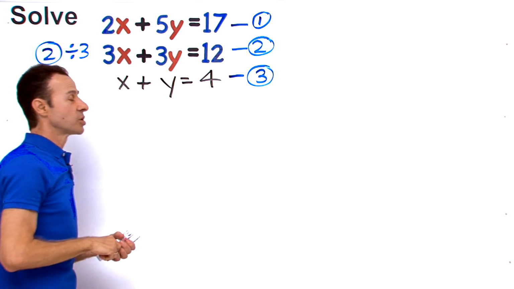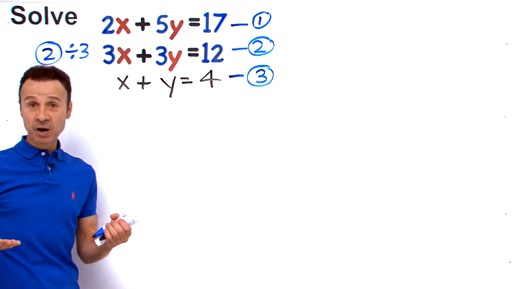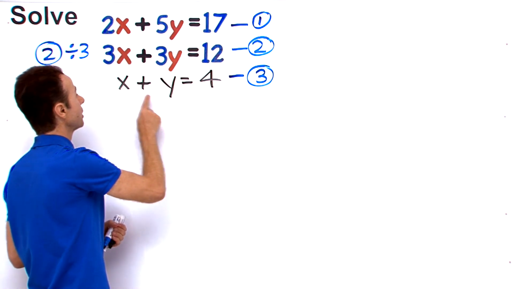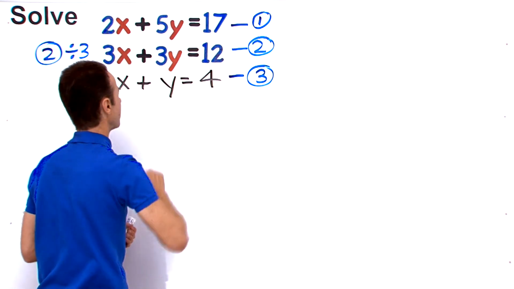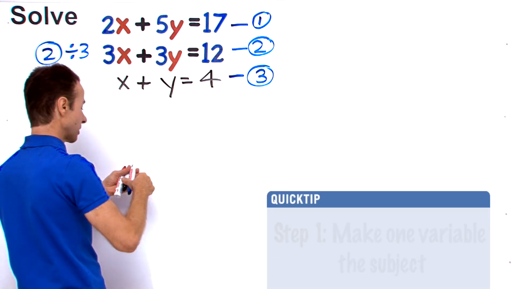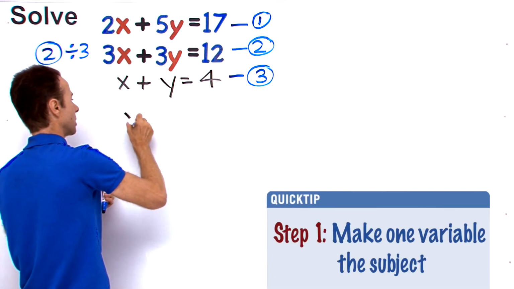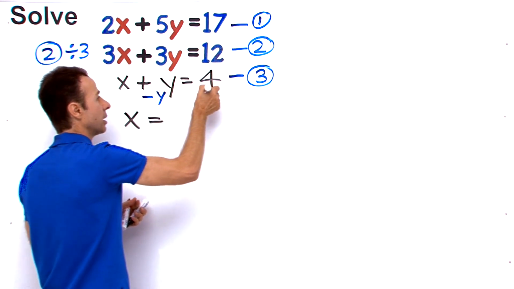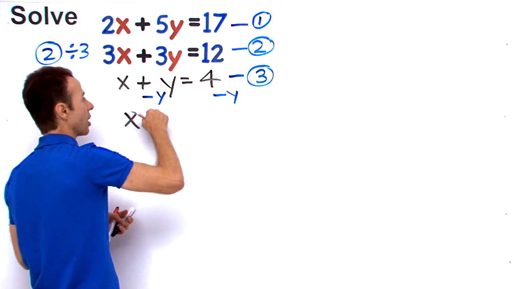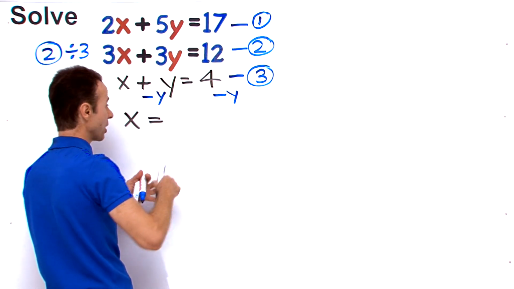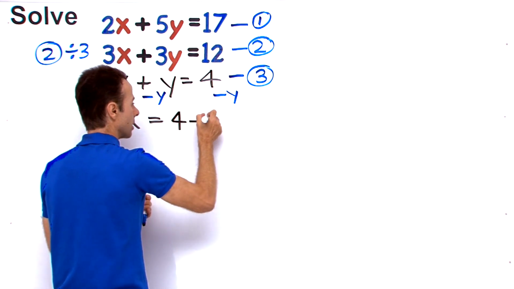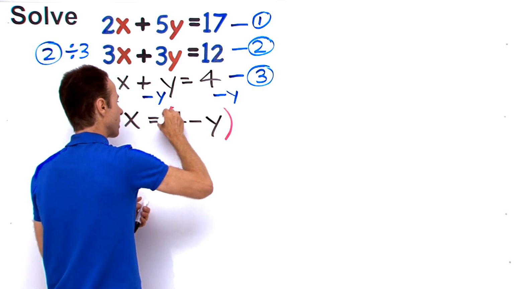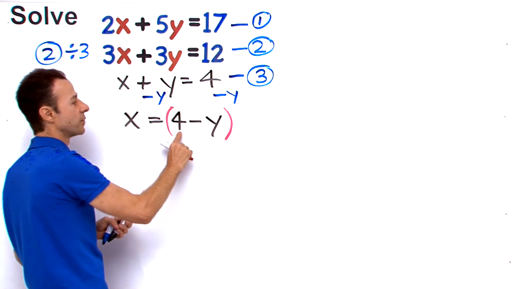Now we can use substitution by choosing which variable we want to make the subject. We've got an x and a y. I like to make x the subject here and take the y over to the other side. So x equals, I'm going to subtract y from both sides. Those y's cancel, and 4 minus y is just 4 minus y. I'll put parentheses here. So there we have our x variable, x equals 4 minus y.